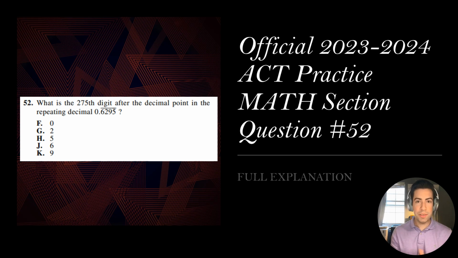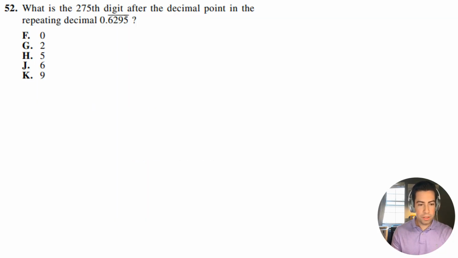All right, question number 52, let's get right into it. So we have: what is the 275th digit after the decimal point in the repeating decimal 0.6295 repeating? All right, guys, some of you might be thinking, I have no idea how to do this, or where to even start. So let's just go ahead and start by writing out what we know.